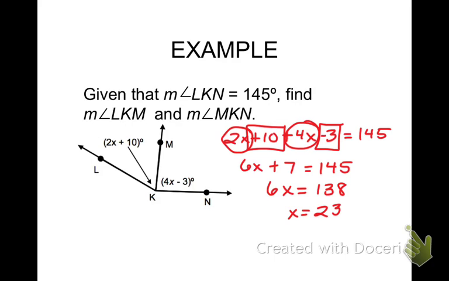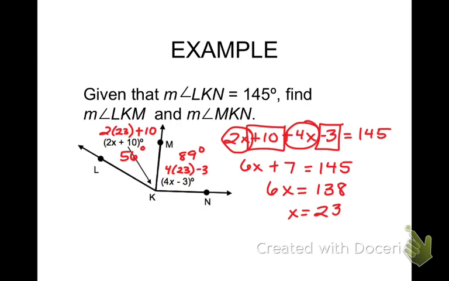So 2 times 23 is 46 plus 10 makes 56 degrees for that angle. 4 times 23 is 92 minus 3 is 89 degrees.